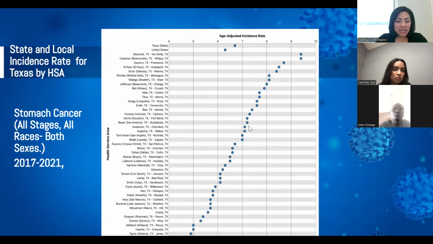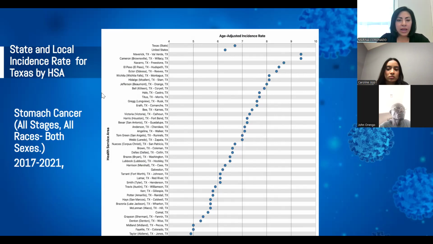This slide represents the age-adjusted incidence rate of stomach cancer across the health service areas in Texas from 2017 to 2021, covering all stages of the disease and all races and sexes. On the right, the scatter plot represents the various HSAs by incidence rates. Each blue dot represents a different region in Texas, allowing us to compare geographic disparities. The horizontal axis shows the incidence rate per 100,000 people, ranging from just over 40 to nearly 10.